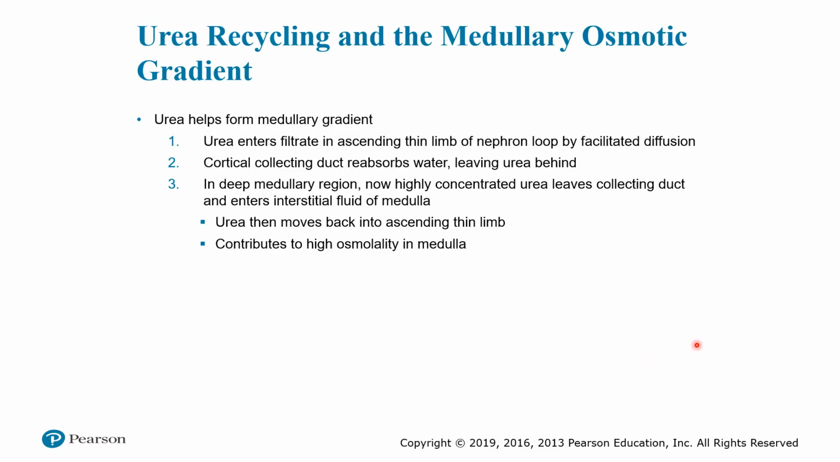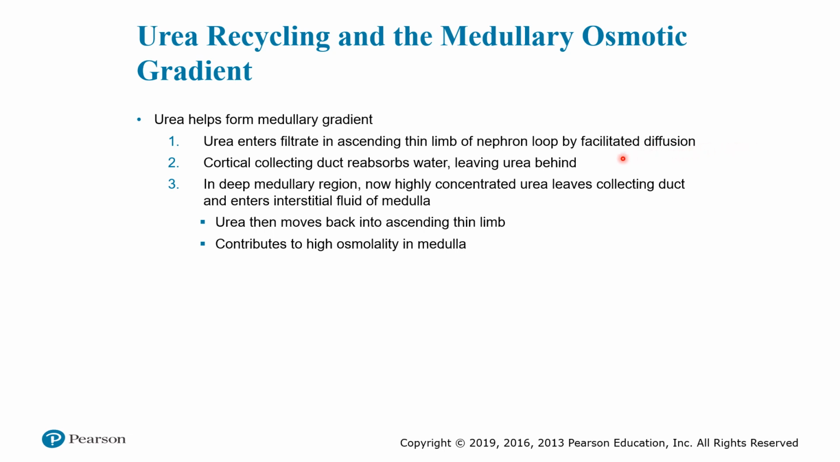Let's read a few points about the urea. What role is urea playing in medullary osmolality? So urea helps in the medullary gradient. How does it help? Urea enters the filtrate in the ascending thin limb of the nephron loop by facilitated diffusion. So like I said before, in the proximal tubule almost 50% of the urea is reabsorbed. Then in the thin ascending limb, the urea re-enters the filtrate.